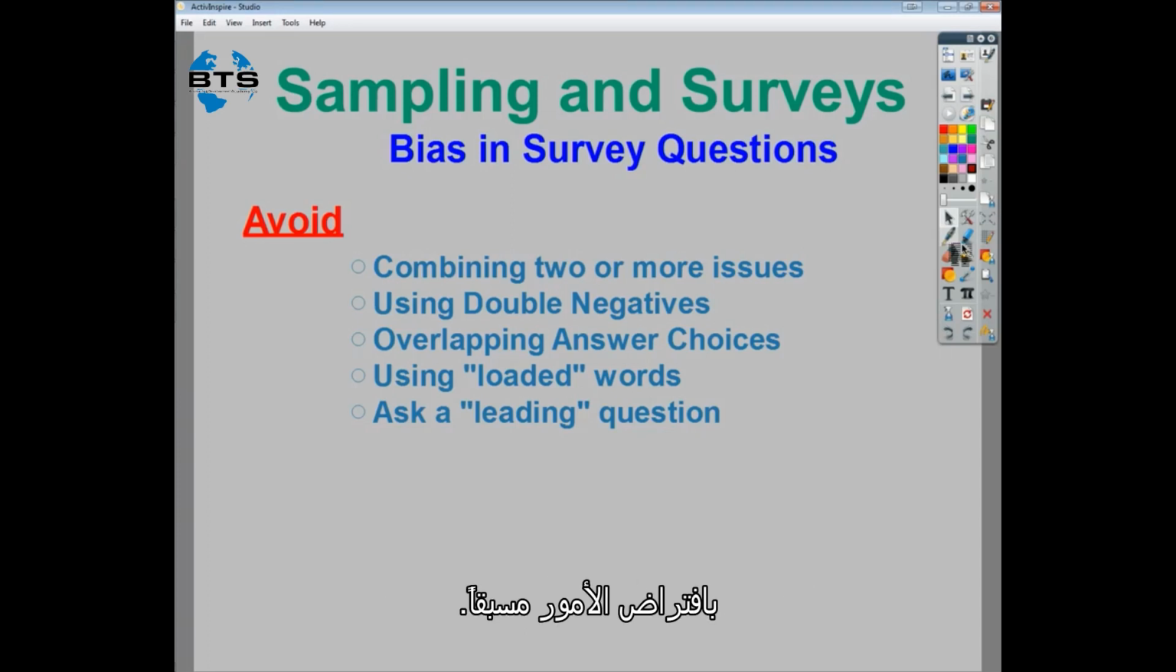Don't presuppose things, which would be the last one. Sorry. Ask leading questions. You don't want to ask questions that already assume they agree with whatever you're saying, and then they have to disagree, because it changes the mode. They're not giving a choice anymore. They're doing a yes-no based on your assumption that they believe something to be true.